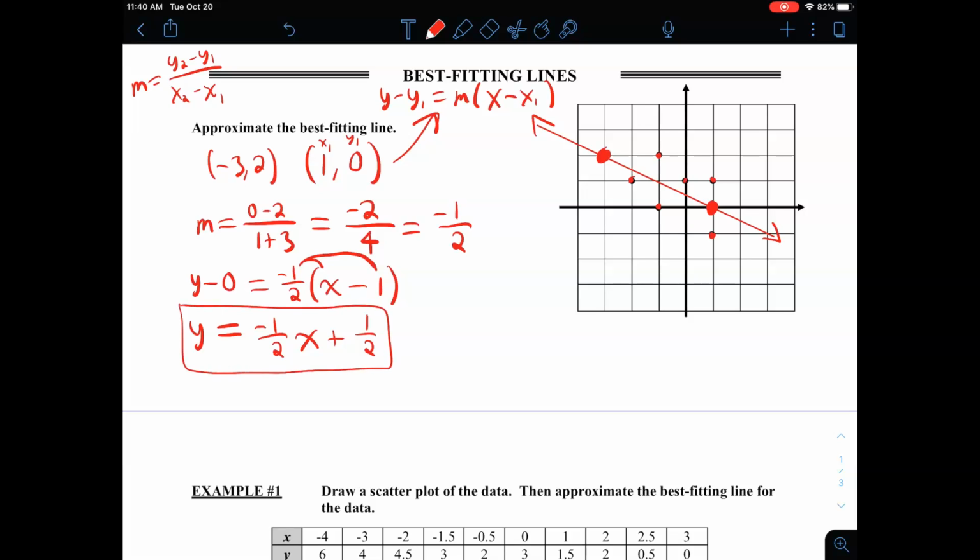And that's kind of why we were doing it, to be able to figure out, if we wanted to think about the data with different data points that are not already given, this is how we approximate it. Okay? All right, cool.